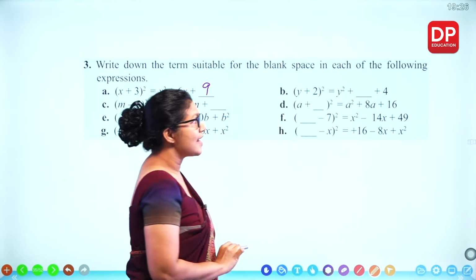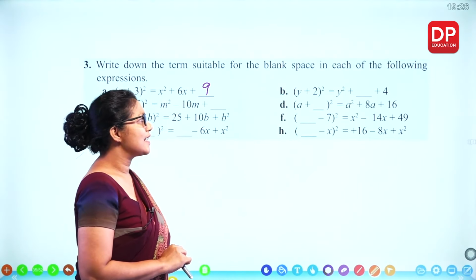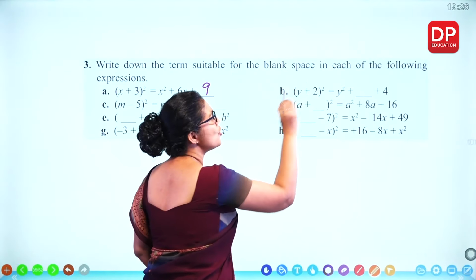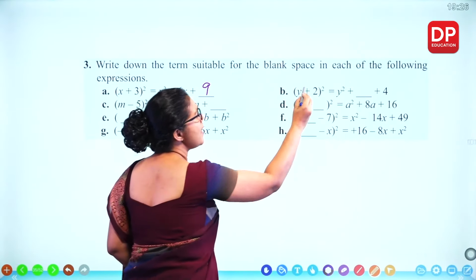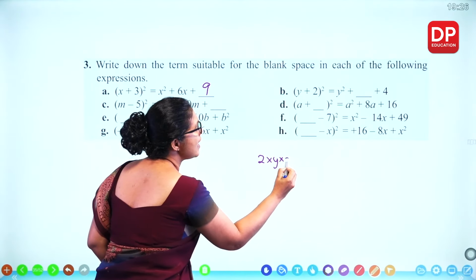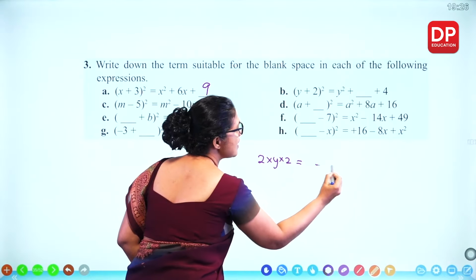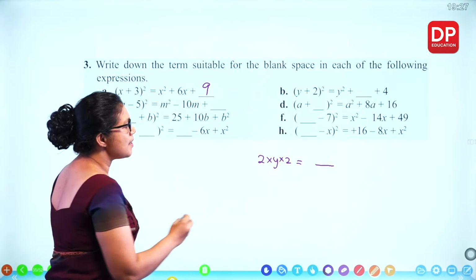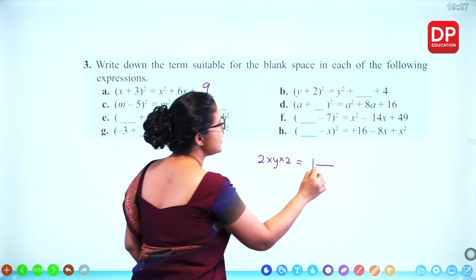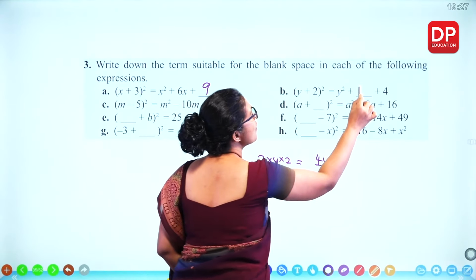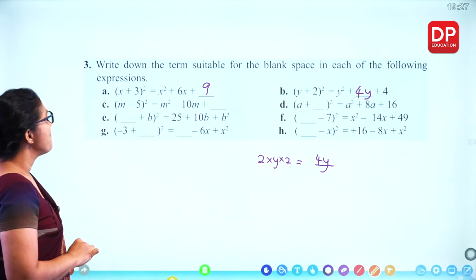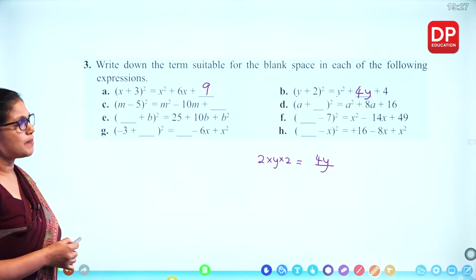Now here in this case, the second term is missing. So what is the second term? Double of these two. So you can write separately, double of y and 2 is the middle term. So what's the middle term then? 2 times 2, 4. 4 times y is 4y. So here this should be 4y.